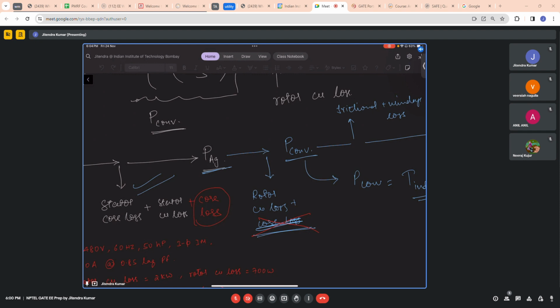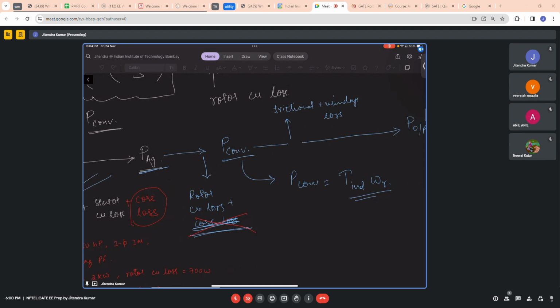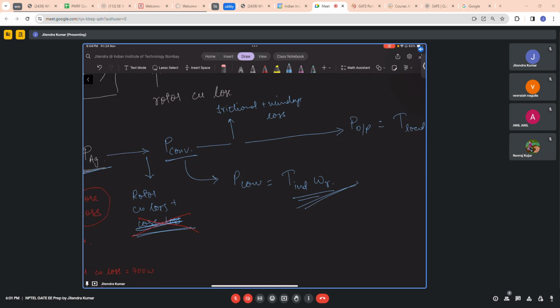Then P converted is the power converted from the electrical to the mechanical domain. If you eliminate frictional and windage losses from it, then you will get shaft power or output power. So this mechanical power is nothing but induced torque times rotor speed, right? So let us see what happens next.